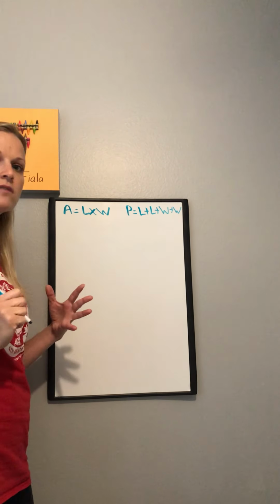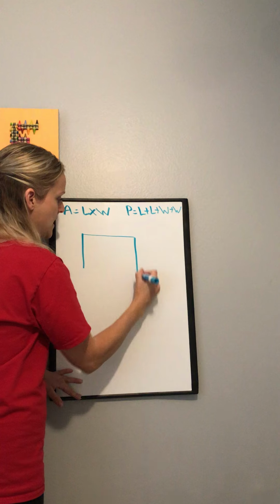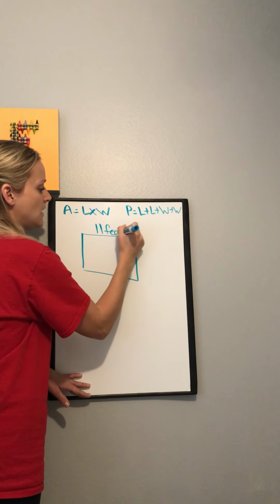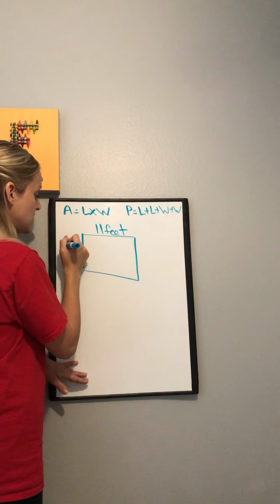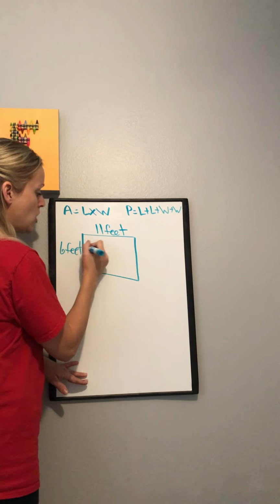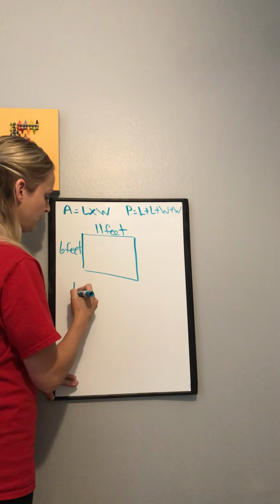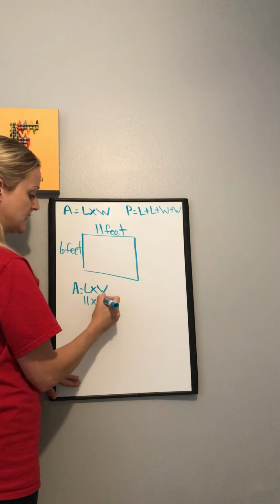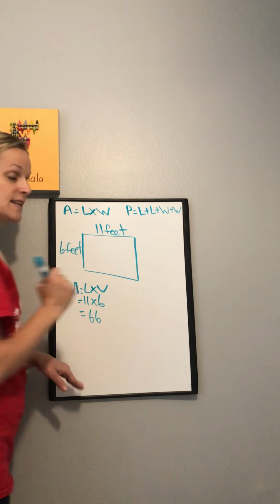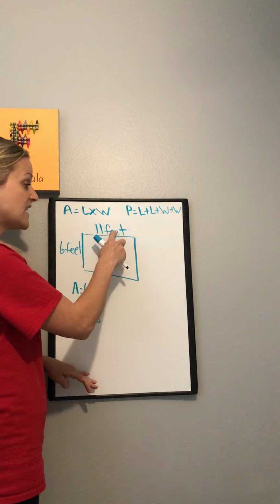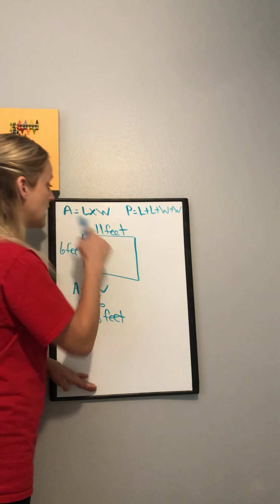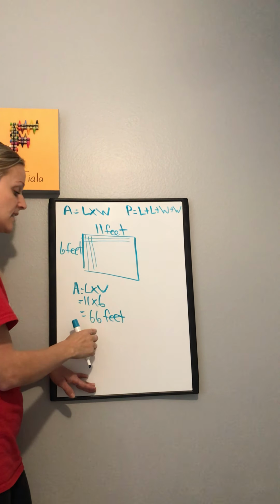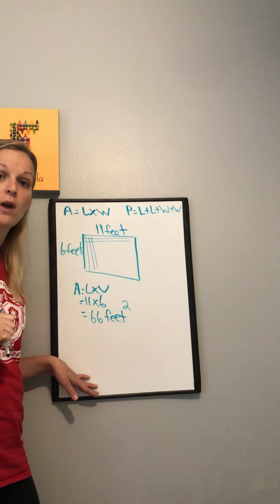Okay? So if I was to find the area of a rectangle, and I told you the length was 11 feet, and I said the width was 6 feet, and I want to know what is the area of this rectangle, I have to do length times width. So I'm going to do 11 times 6, which equals 66. 66 what? 66 feet. We're talking about area. Remember, area is all these square units inside a figure. So it's 66 feet squared, okay?